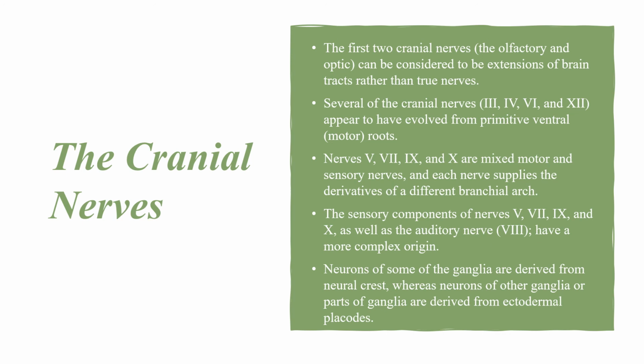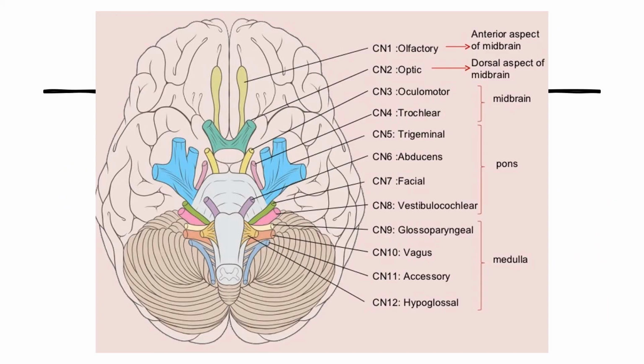So again, with your cranial nerves, there are nerves which are sensory in nature. There are also nerves that are motor in nature, but there are also cranial nerves which are mixed. So they can either be motor, sensory, or both. Okay? So in here, you will see the different cranial nerves. For the anterior aspects of the midbrain, you have your olfactory. So this is more likely responsible for the sense of smell.